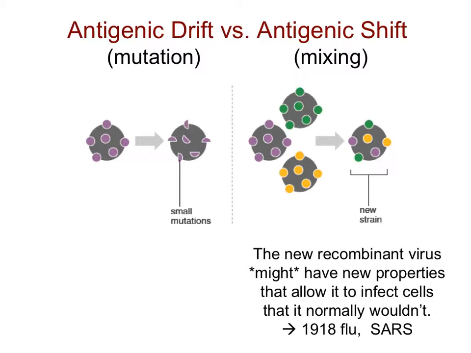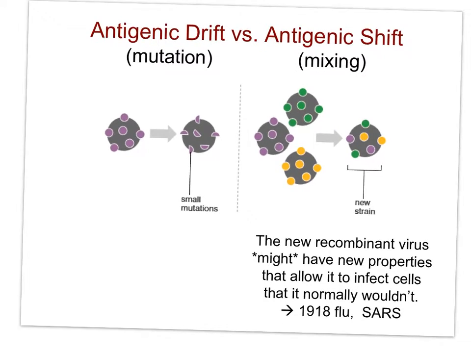Okay, so antigenic drift versus antigenic shift. Drift is just a mutation. New mutations occur all the time, and those mutations may allow that individual particle, whether it's a virus or whatever, to evade the immune system because there have been enough mutations that the immune system doesn't recognize it anymore. And antigenic shift is when two viral strains inside a cell recombine and swap genes. These kinds of things can allow viruses to infect cells that normally wouldn't be able to infect them.